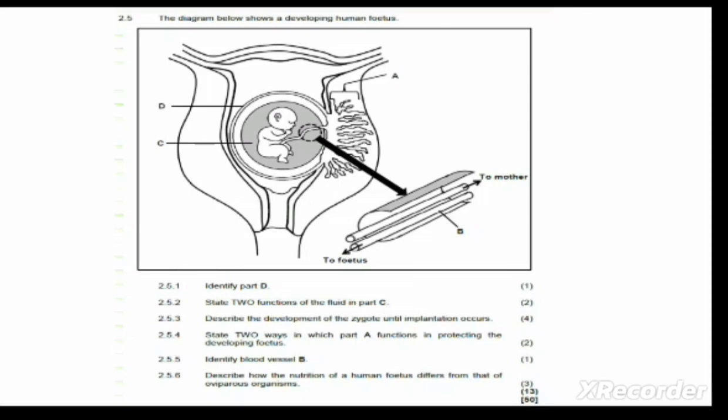Describe how the nutrition of a human fetus differs from that of oviparous organisms. So in humans, the developing fetus receives nutrients from the mother's blood via the placenta or the umbilical vein. And then in oviparous organisms, the developing embryo receives the nutrients from the yolk or the albumin. So let's look at the next set of questions.